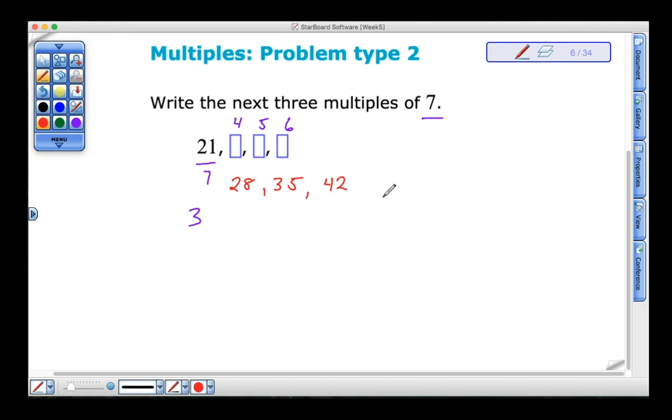Hopefully you guys understood that one. If not, you can go back and watch these two again. Let's go on to the third example, which you're going to try on your own right now. So let's go over that answer now. I have 9 and 36. So write the next three multiples of 9.